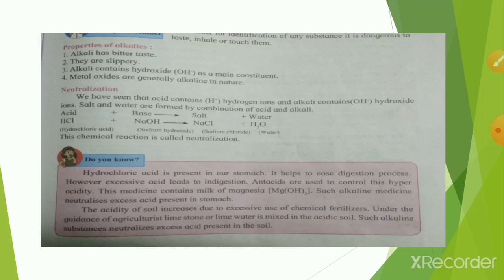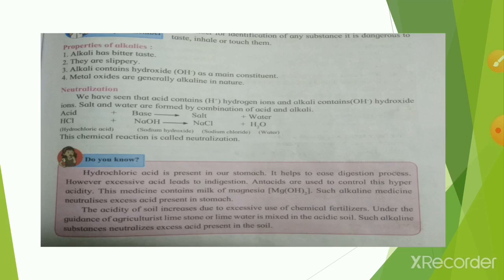Neutralization. We have seen that acid contains H+ hydrogen ions and alkali contains OH- hydroxide ions. Salt and water are formed by combination of acid and alkali. Acid plus base gives salt plus water, that is HCl plus NaOH gives NaCl plus H2O. This reaction is called neutralization.